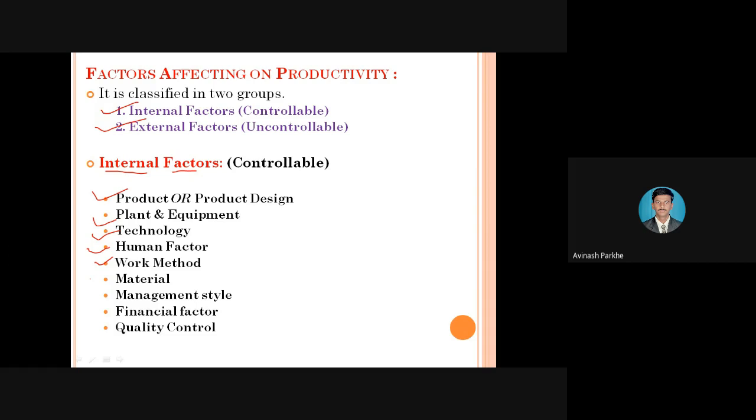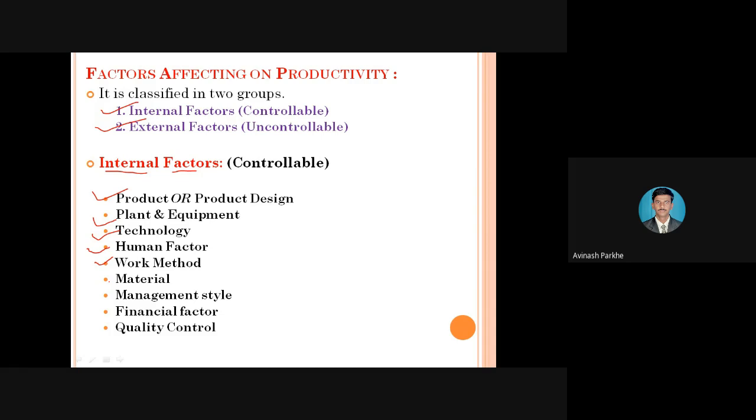Whatever unnecessary operations are there, we can eliminate those unnecessary operations. These are controllable. And work measurement is also in your hand: how much time is required to perform that particular operation, that time also we can measure. It is a controllable factor.